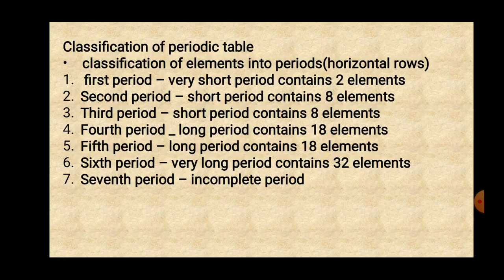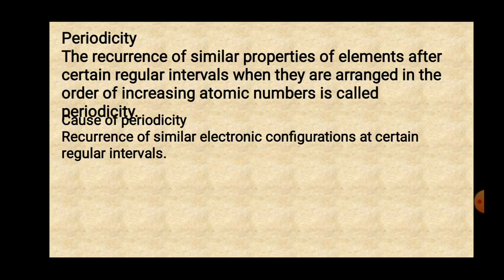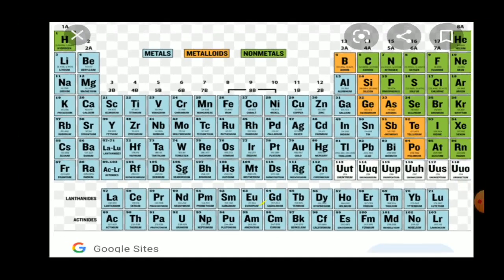Okay. Now, how is it classified? Classification of the periodic table. It is based on periods, that is, horizontal rows. The modern periodic table contains 7 periods and 18 groups. Period means nothing but horizontal rows. Now, the first period is called a very short period and contains only 2 elements. So here you can watch it.